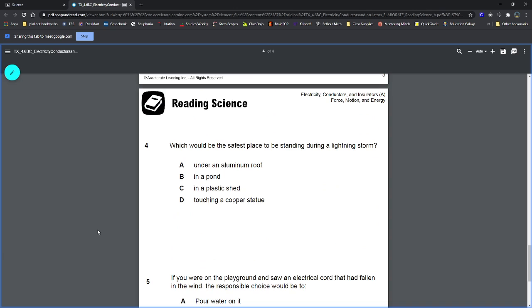Question number 4. Which would be the safest place to be standing during a lightning storm? A, under an aluminum roof. B, in a pond. C, in a plastic shed. Or D, touching a copper statue.